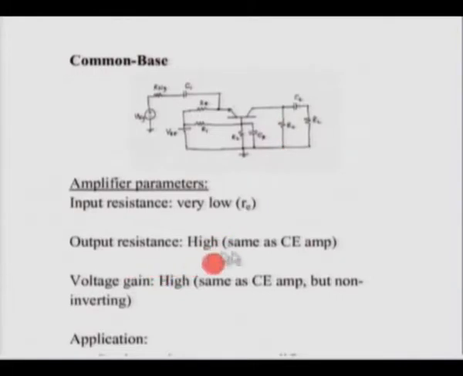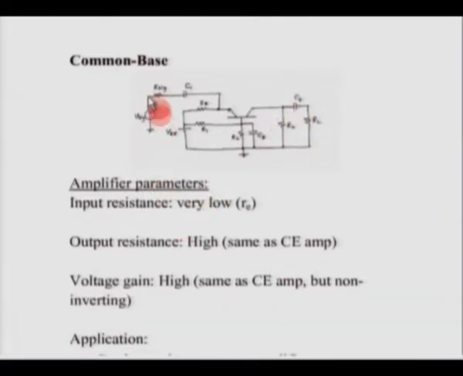Therefore the output resistance is high. In a common emitter amplifier the output resistance was typically Rc, and generally Rc would be a few kilo ohms. So the output resistance was quite high. We know that the output resistance of a voltage amplifier should ideally be 0, but that is not satisfied by a common emitter amplifier. The same problem is here in a common base amplifier also. The output resistance is quite high.